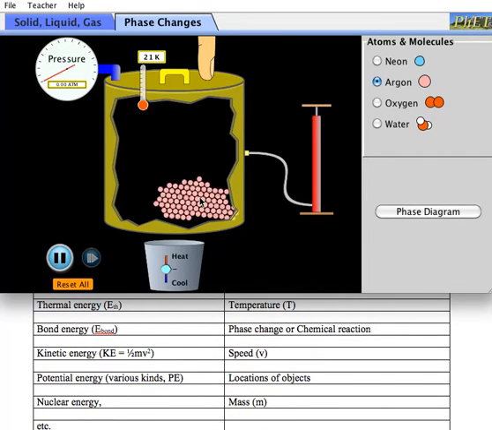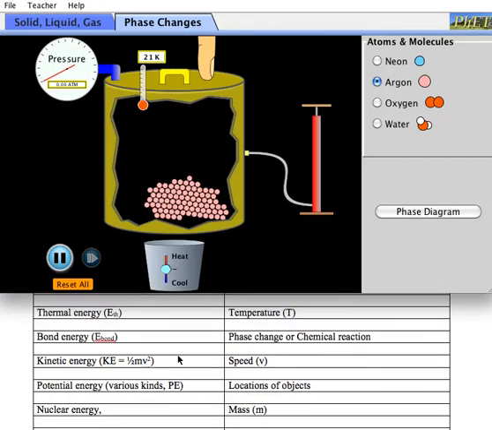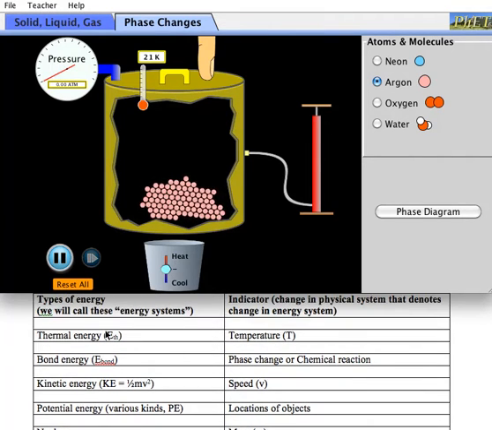These argon atoms have nuclei. So the nuclei are made up of protons and neutrons, and they're stuck together, and there's an energy associated with that. There's also atomic energy. So there are other energies that we could talk about, but we're not going to right now. Right now we're going to focus on thermal energy, which depends on the temperature, and bond energy, which depends on phase changes.